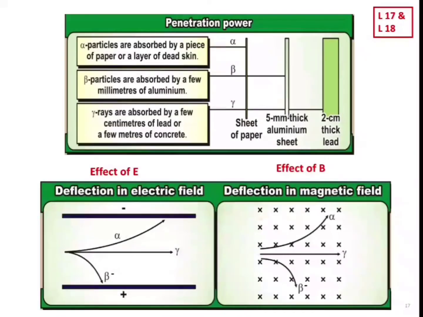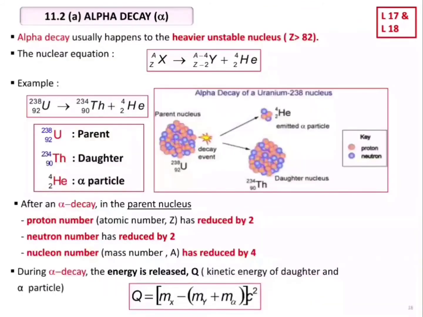Okay, so here is the diagram for the penetration power. Penetration power, effect of electric field, effect of magnet. Okay, so now we look at the alpha decay. Alpha decay usually happens to the heavier unstable nucleus where the number of nucleons is greater than 82.